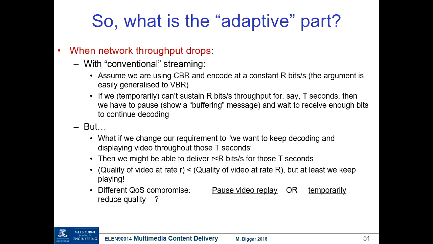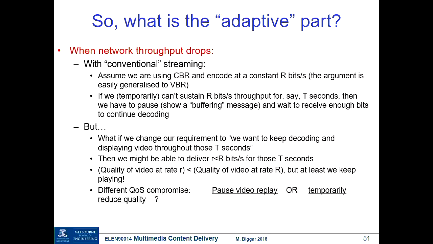Well, we deliver at a lower rate. So we deliver at a lower quality. That's why we have multiple bit rates. So we might be able to deliver at this smaller rate for that time interval, and we accept this as our penalty. So instead of our penalty being a buffering delay, we reduce the quality temporarily, but at least we are able to keep playing. So we just have a different quality of service compromise.